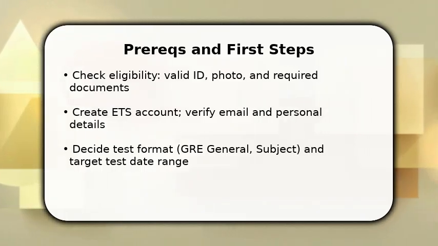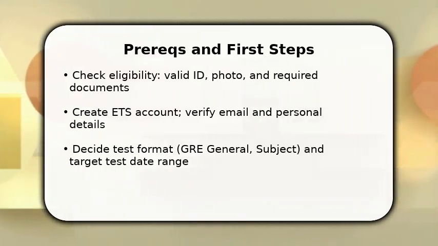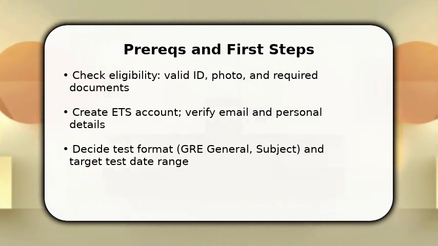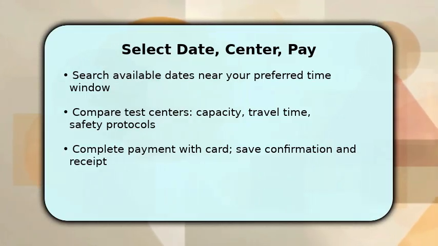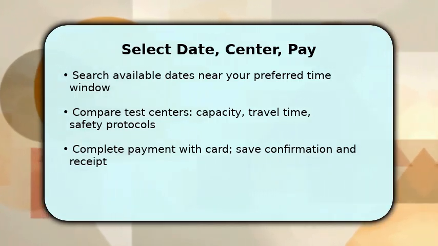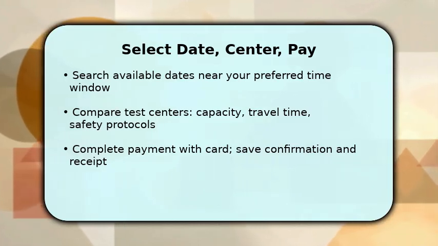Then open the registration page, select the test location or GRE at home option, and have your payment method ready so you can secure a slot quickly. Now you pick a specific date and center. Search dates around your preferred window and compare centers by travel time and seat availability. Pick the earliest reliable slot if deadlines are tight.